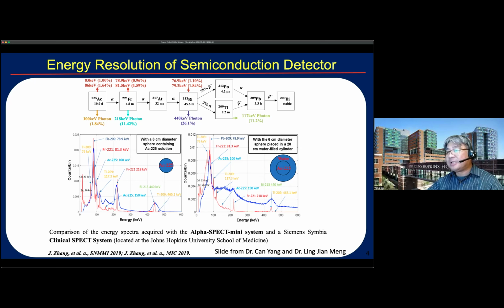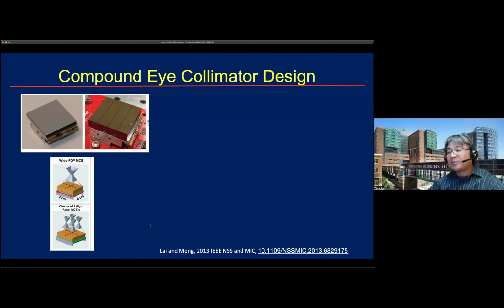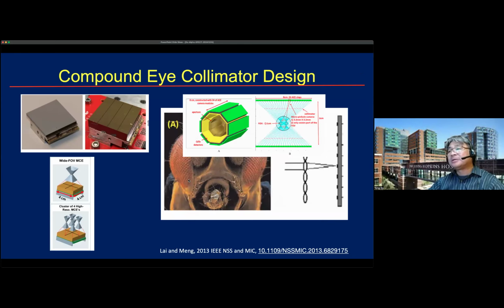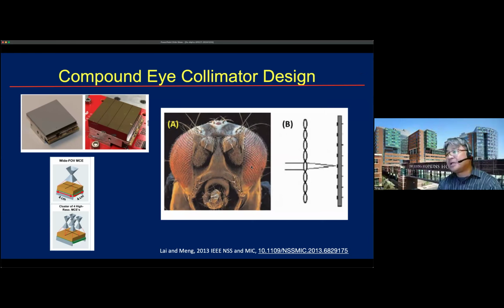Based on that, we can show you the individual detector modules, and we can couple each individual detector with a pinhole or multiple pinholes. Based on that, Dr. Meng developed this compound eye design idea. Basically, the compound eye of an insect has many hundreds of individual eyes looking at the image, and you can combine them to generate really good images.